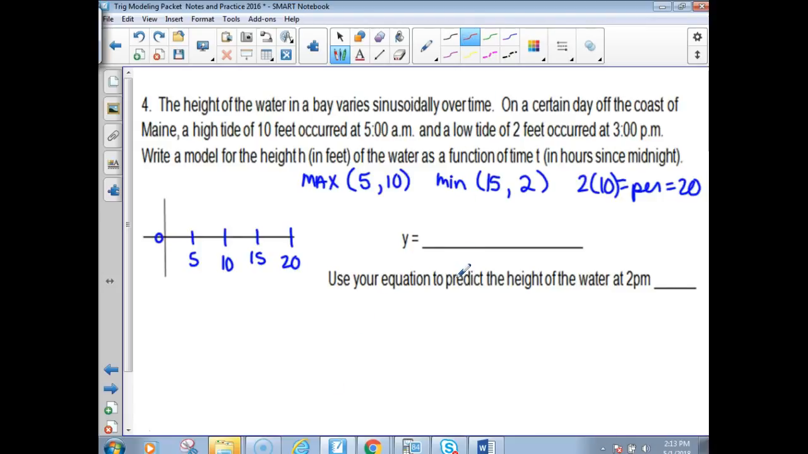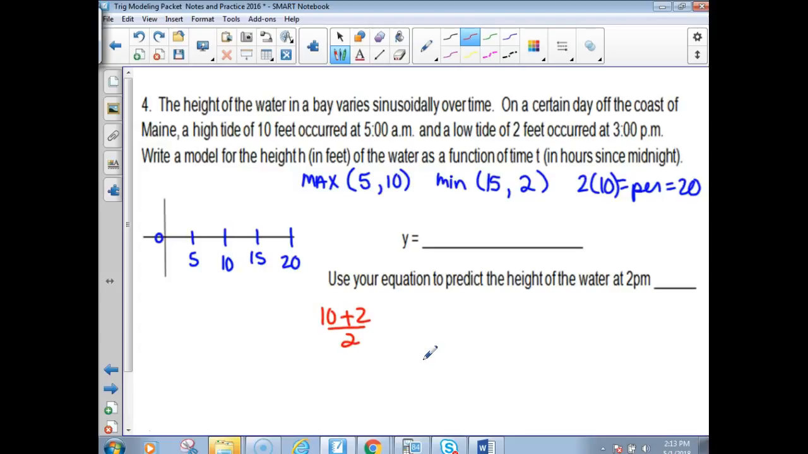Okay, now, what is our y-axis wave? We better check out if we have a center line or something going on here. We had a high tide of 10 feet and a low tide of 2 feet. So let's see where things are. Let's add them. Think about what that stands for.